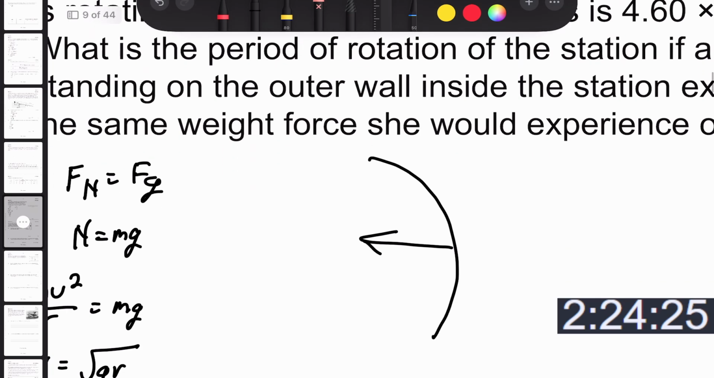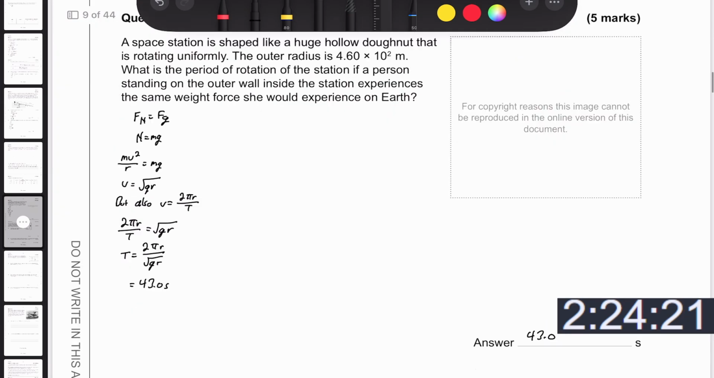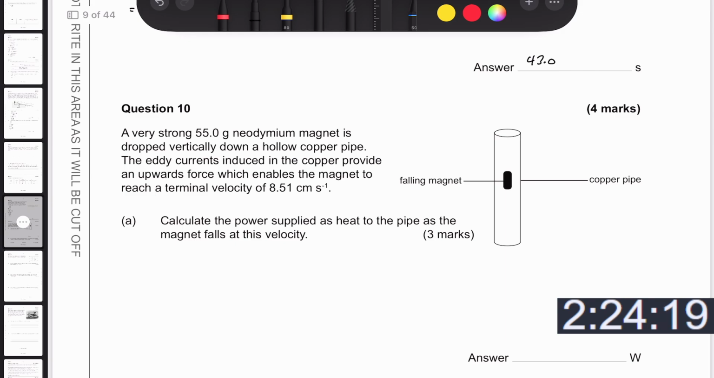Normal force. And that's the only thing keeping her. Okay. Then a very strong 55-gram neodymium magnet is dropped vertically down a hollow copper pipe. Eddy currents induced provide an upwards force which enables the magnet to reach a terminal velocity of that. Calculate the power supplied as heat to the pipe as the magnet falls at this velocity.